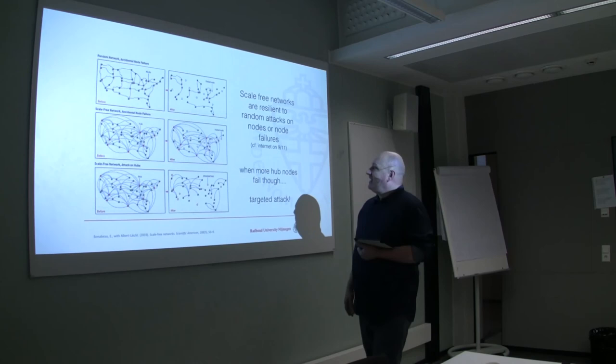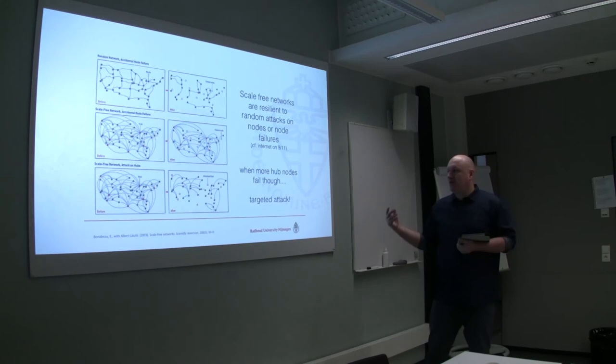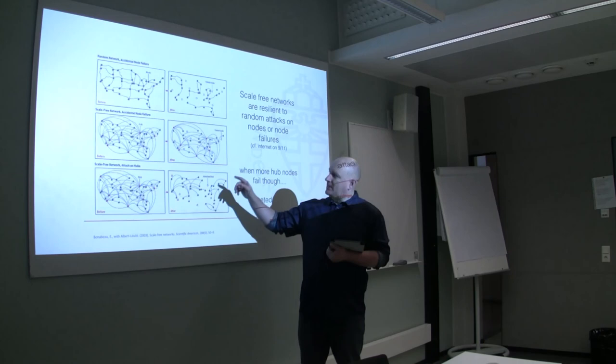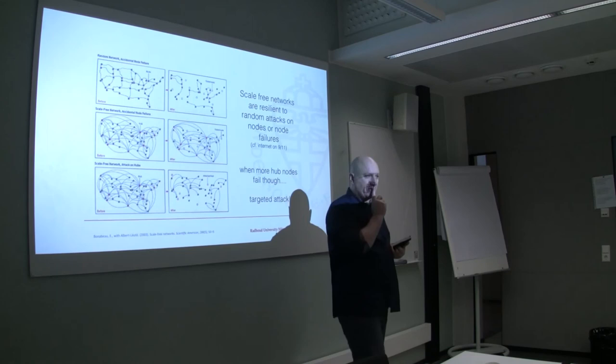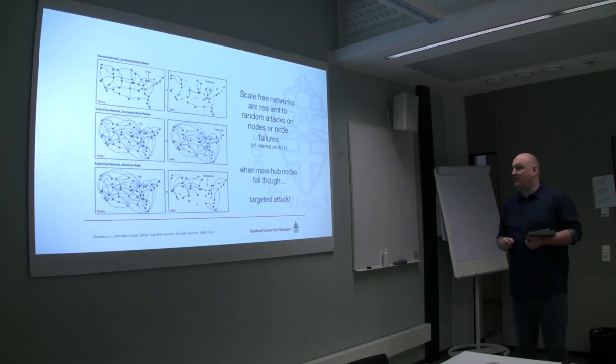So how do you take out a scale-free network? Well, I already alluded to this. If you know where the hubs are, and you take out hubs, then you will get the same thing as here, that you have disconnected parts of these networks. But then the trick is, of course, you have to figure out where the hubs are.